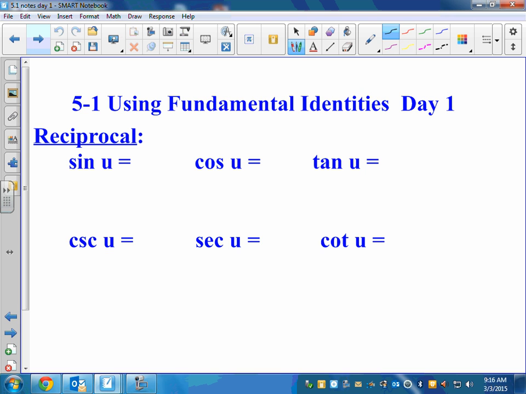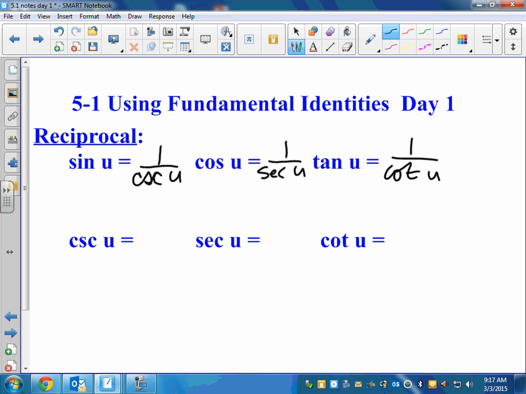All the reciprocal identities, you know those already. The reciprocal of sine is cosecant. So if you have sine of anything, they use u instead of x, because u could be anything, then that would be just 1 over cosecant of whatever u is. Cosine of u, we know is equal to 1 over secant of u. Those are reciprocals. And tangent of u is equal to 1 over cotangent of u.